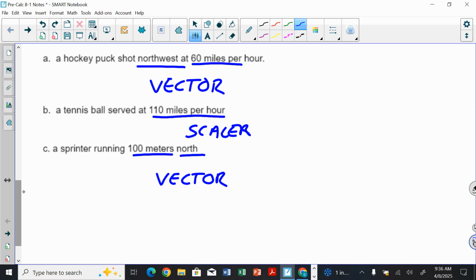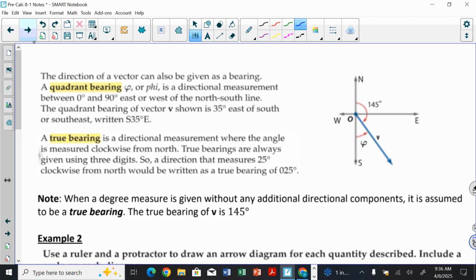All right. Moving on. More vector information. So we can find the direction. It can also be used as a bearing, we call it. A quadrant bearing is where we use, and sometimes we use it as the phi symbol. This is a directional measurement, and it's usually between 0 and 90 degrees east or west of the north-south line.